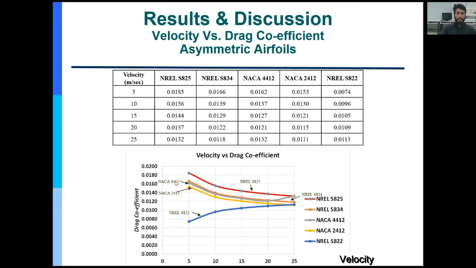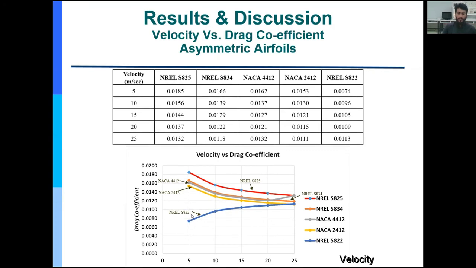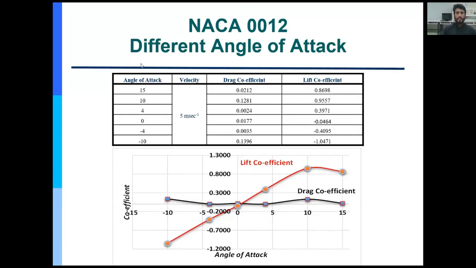This graph shows the drag coefficient for NACA 4412, and this graph shows the drag coefficient for NREL S834, and this graph shows the drag coefficient for NACA 2412, and this graph shows the drag coefficient for NREL S822. These are the results for the NACA 0012 symmetric airfoil at different angles of attack.